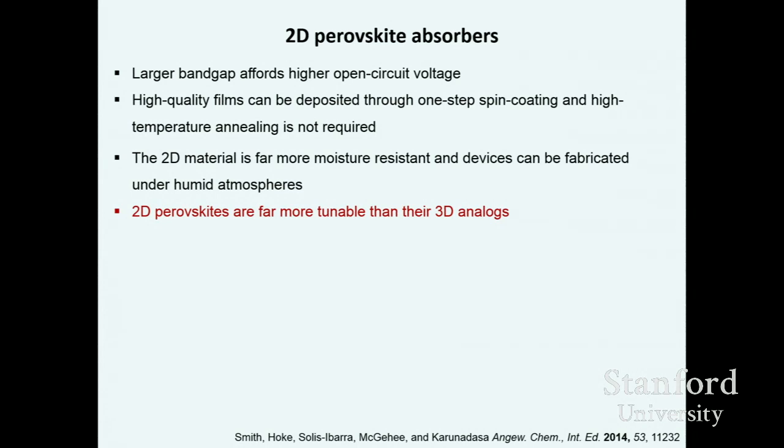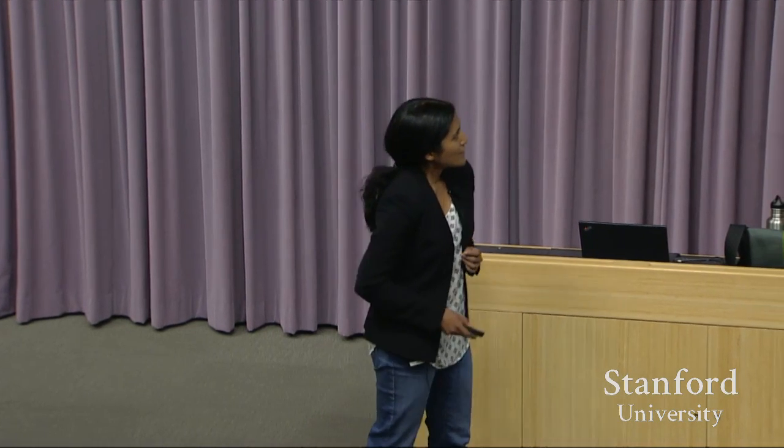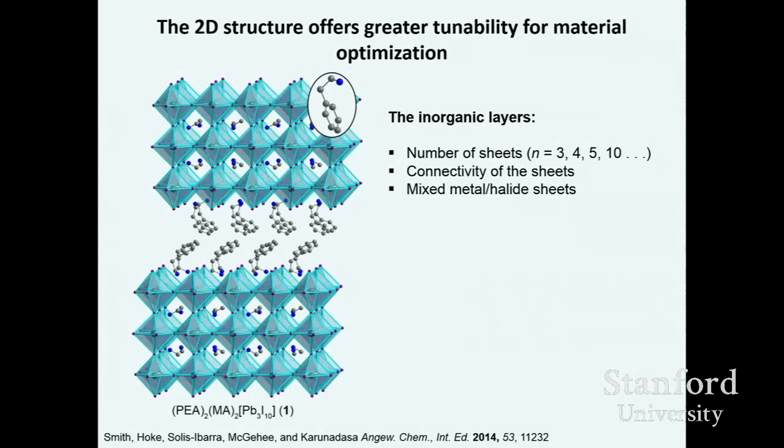But to us, the most exciting aspect of the 2D perovskite is its tunability. As I mentioned, there isn't much you can do with the 3D perovskite unless you start changing the metal. But now we have both the organic layers and the inorganic layers to mess with, and there are lots of things we can do. So for example, with the inorganic layers, you could imagine changing the number of the sheets. Here we wanted a well-defined structure, so we crystallized N equals 3, but there's no reason to have a well-defined structure in a device. And you can start increasing the thickness of these sheets.